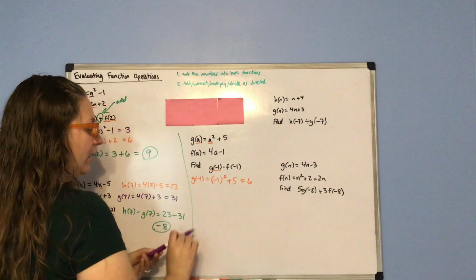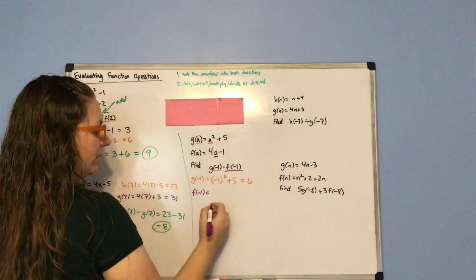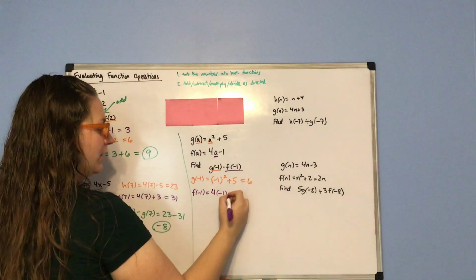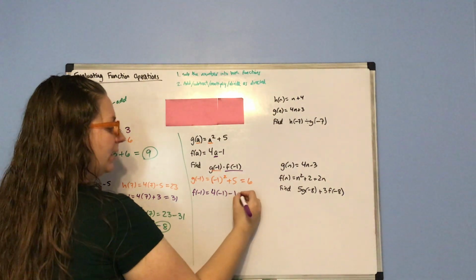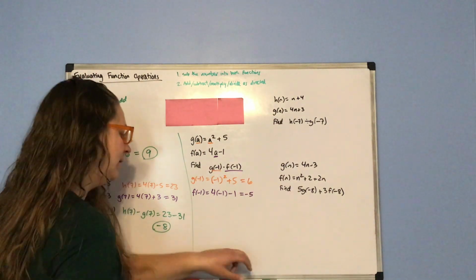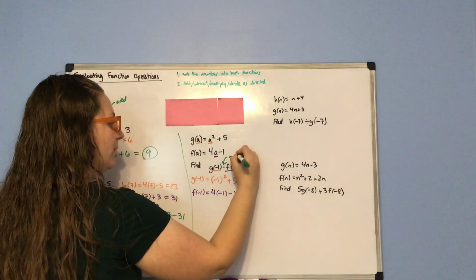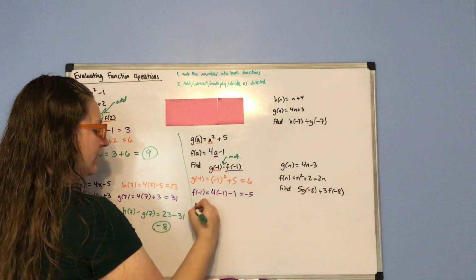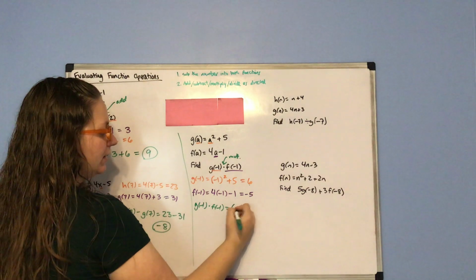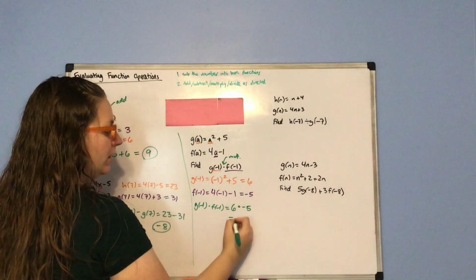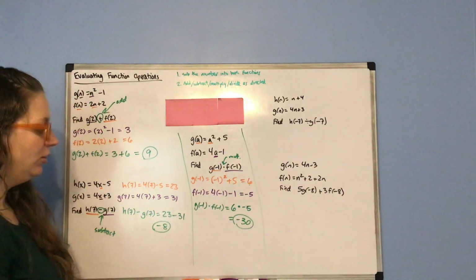Now I need to find f of negative 1. So that means negative 1 goes in here. So 4 times negative 1 minus 1. 4 times negative 1 is negative 4, minus 1 is negative 5. And then since I see a times dot here, I need to multiply my numbers together. So g of negative 1 times f of negative 1 is 6 times negative 5. 6 times negative 5 is negative 30. Two more.